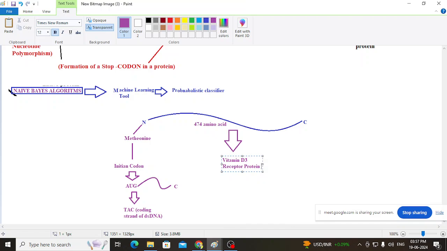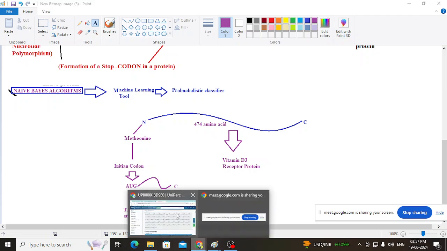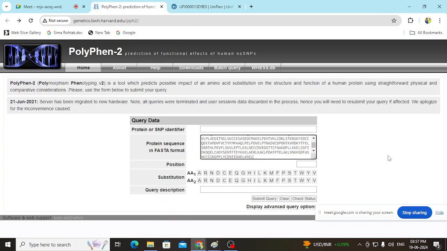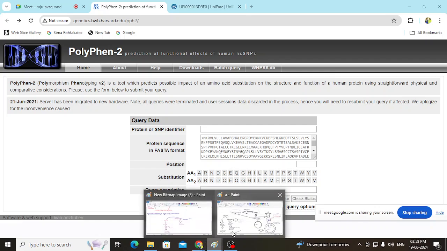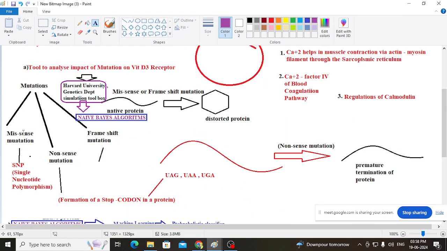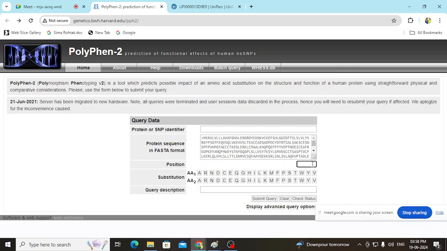Okay, so this is the graphics. Now we'll copy the whole thing and add it into the tool. In that tool the default setting is this, but there should be this structure, then only it will identify. There are 474 amino acids. Now we'll try to figure out what would happen if there is a mutation on the protein, which is a missense mutation. So we'll design a mutation, let us say on the 6th position.